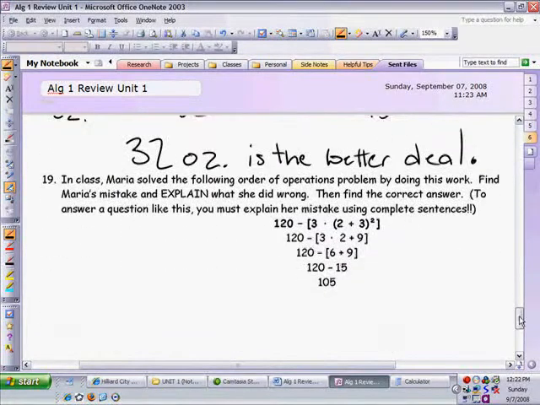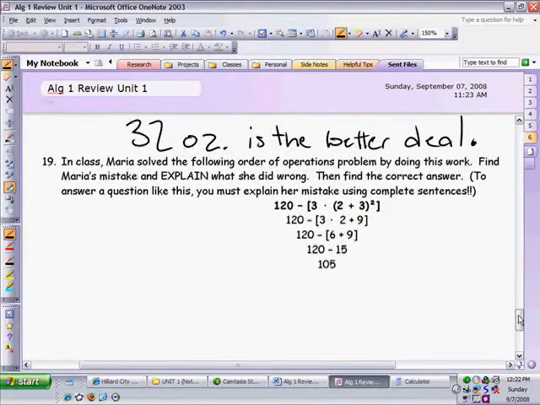Alright, and the last problem here. In class, Maria solved the following order of operations problem by doing this work.